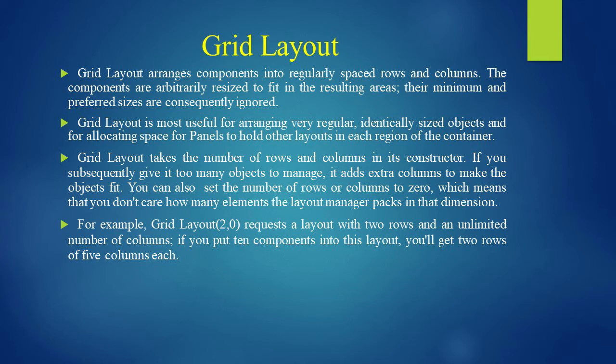Grid layout takes the number of rows and columns in its constructor. If you subsequently give it too many objects to manage, it adds extra columns to make the objects fit. You can also set the number of rows or columns to 0, which means that they don't care how many elements the layout manager packs in that dimension. For example, GridLayout(2,0) requires a layout with 2 rows and an unlimited number of columns. If you put 10 components into this layout, you will get 2 rows of 5 columns each.